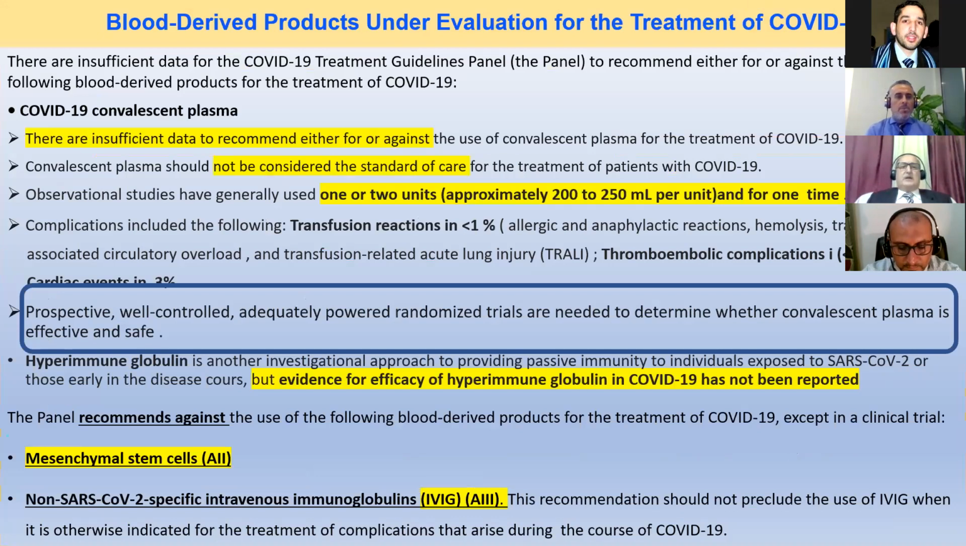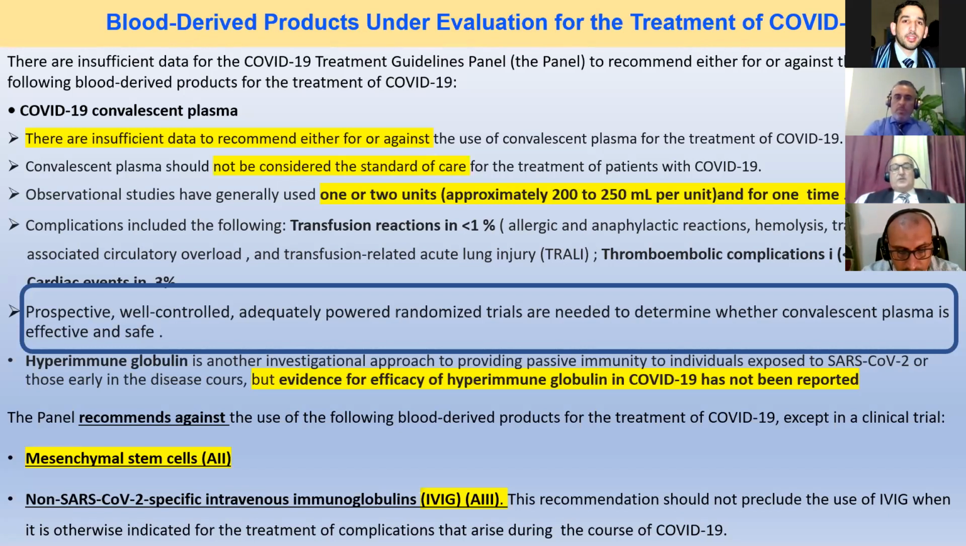For the blood-derived products used in COVID, we have the COVID-19 convalescent plasma. Again, they found that there is insufficient data to recommend either for or against the use of this treatment for COVID-19. But if we consider using it, it should be used in the early stage, before the patient is desaturated. Also, it is not useful in those who are on a ventilator, and it should be used only once, in a dose of 200 to 250 cc per unit. Up to 1 to 2 units can be used.